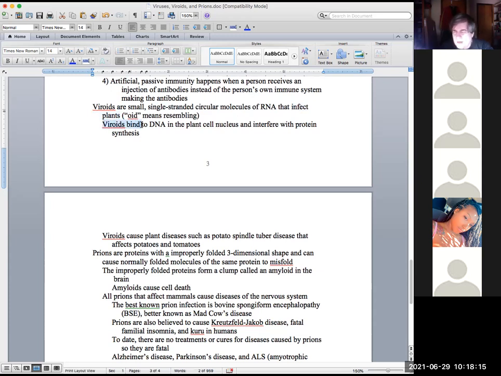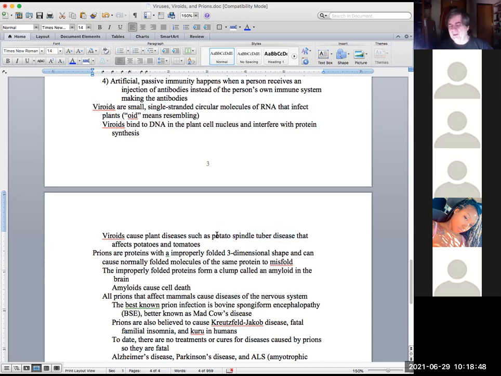So viroids get into a plant cell, they attach to the DNA in the nucleus, and then they interfere with that plant cell making proteins. So one of the most important viroids, just because they don't infect people, doesn't mean they aren't important. One of the most important ones is a viroid that causes potato spindle tuber disease. It's actually called the potato spindle tuber viroid.